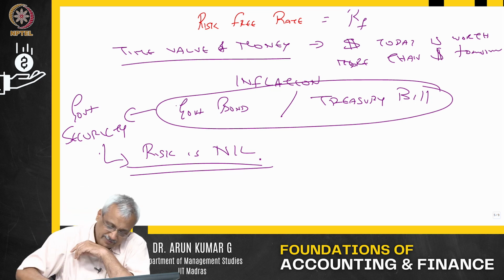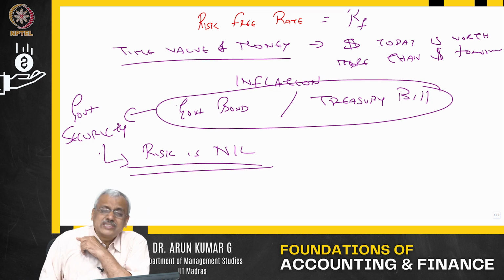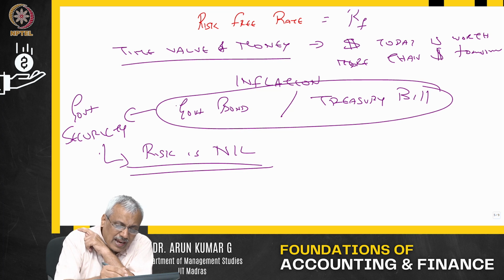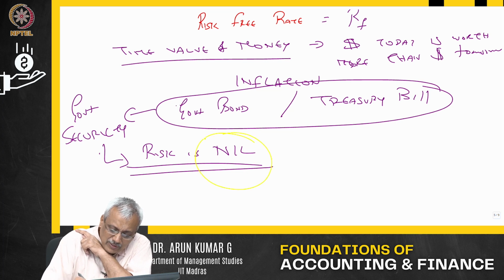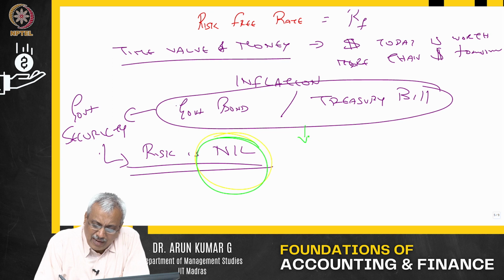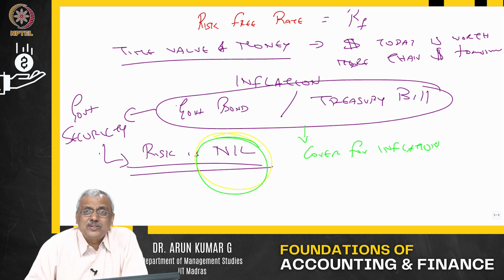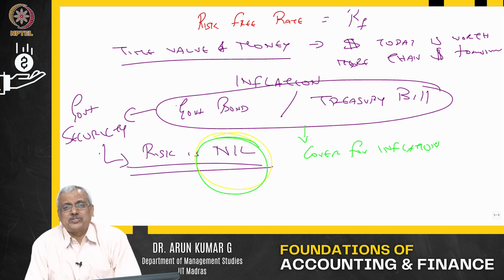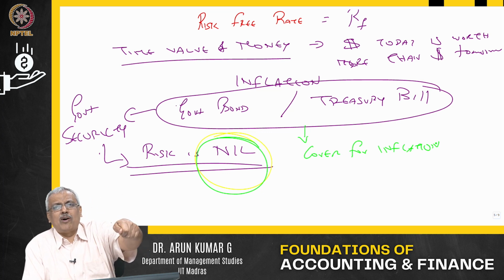So what happens? The risk associated with investing in the government bond is basically nil. Now there is a return that I am going to get by investing in a government bond or a treasury bill, and that return is basically to cover for inflation, because I could have bought something for 100 rupees today, I didn't buy, I kept it in the government bond.